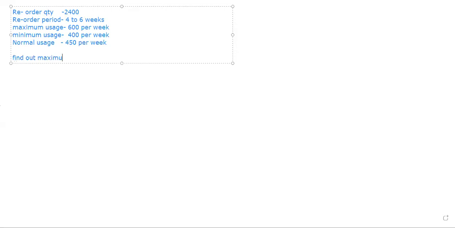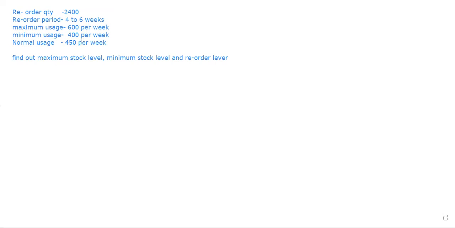So what they are asking us is to find out the maximum stock level, minimum stock level, and reorder level. So this is a question. This is the way the question is going to be, and they provide you everything. You just have to use the formulas and solve. This is going to be very easy because the only thing you have to work hard on is learning the formulas by heart very particularly.